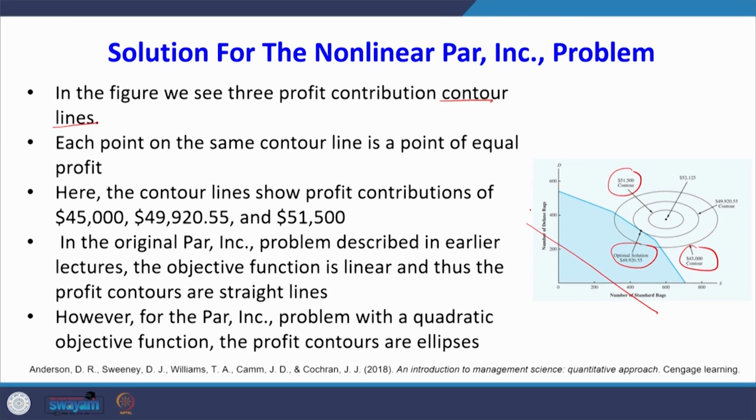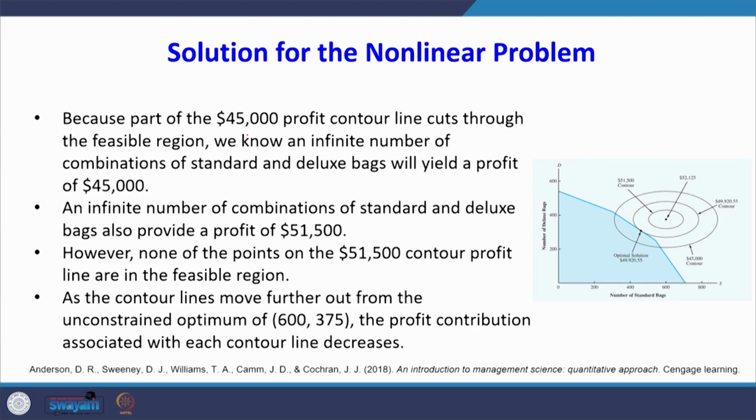Previously in the linear models, the profit lines are linear, but now the contour lines are not linear. With the quadratic objective function, the profit contours are ellipses. That is a point we have to note here. Because part of the $45,000 profit contour line cuts through the feasible region, we know that an infinite number of combinations of standard and deluxe bags will yield the profit of 45,000.